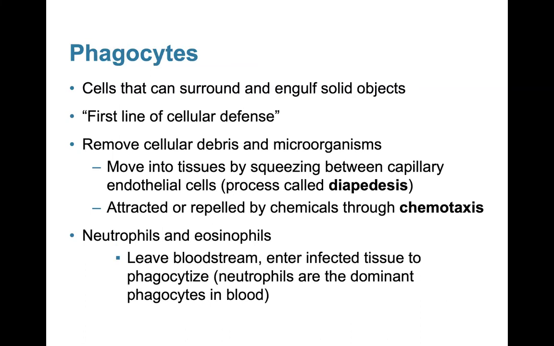With your phagocytes, these are cells that can surround and engulf solid objects. It is the first line of cellular defense. It will remove cellular debris and microorganisms, and it moves into tissues by squeezing between the capillary endothelial cells by a process called diapedesis. It is attracted or repelled by chemicals through chemotaxis. Neutrophils and eosinophils will leave the bloodstream and enter infected tissues to phagocytize. Neutrophils are dominant phagocytes within blood.